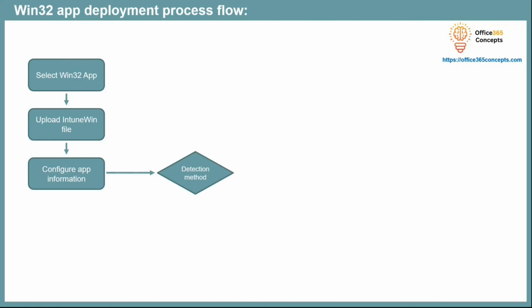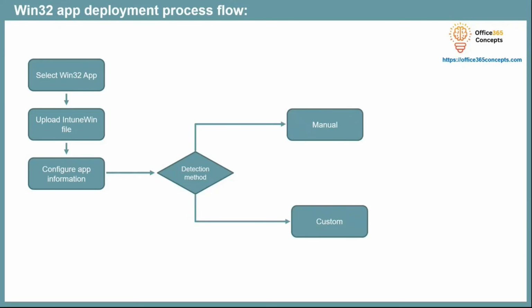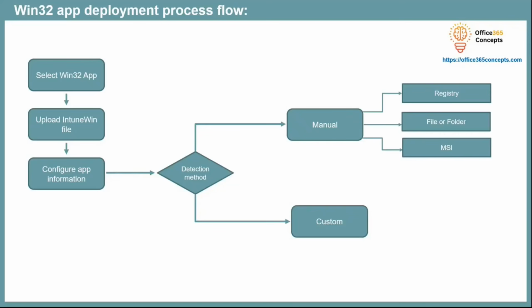Now, what is a detection method? A detection method is used to detect whether the application was successfully installed on the machine or not. You can create two types of detection methods, manual and custom. Under manual type, you can use one of the three detection rules: registry, file or folder, and MSI.